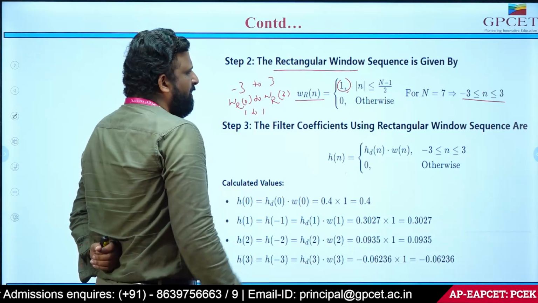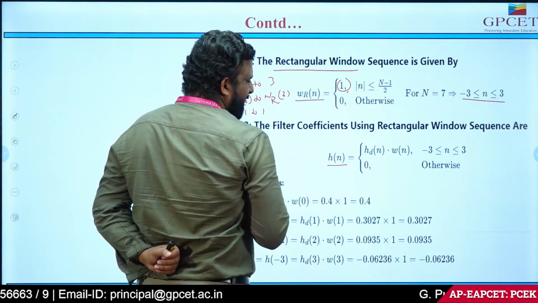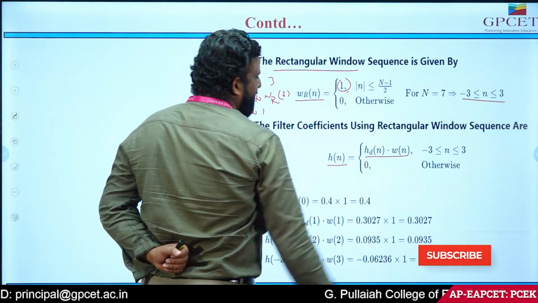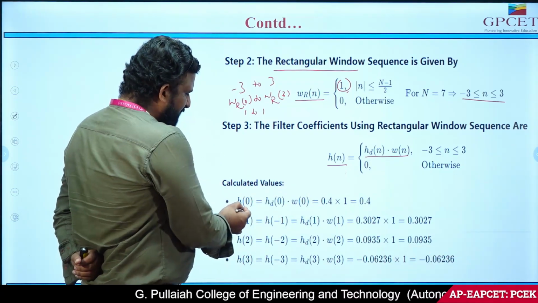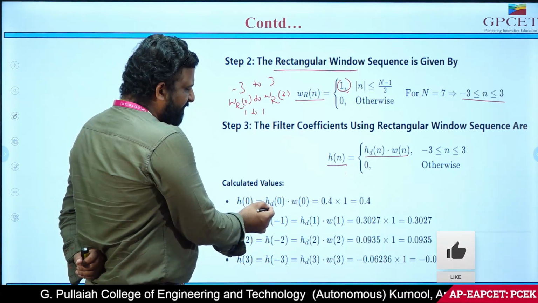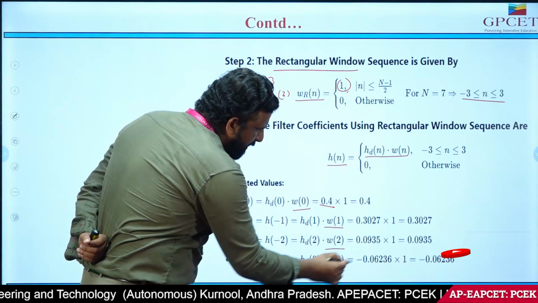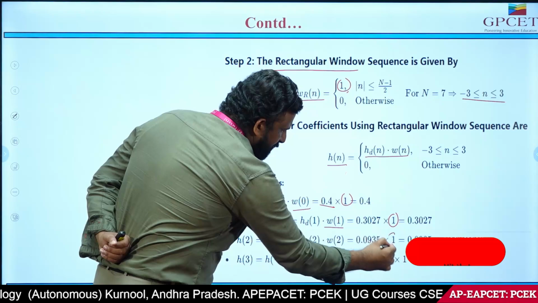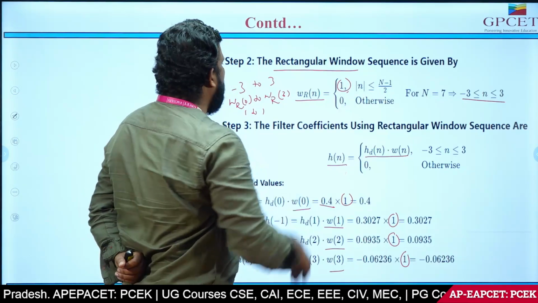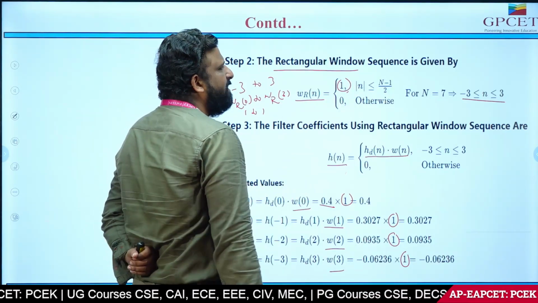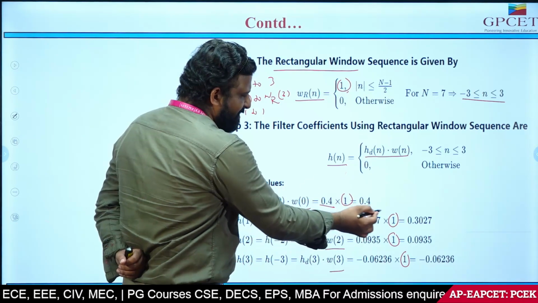Now in the third step, we have to find the filter coefficients of the FIR filter, which is nothing but h of n, and we know that by multiplying the desired impulse response with the windowing sequence, we can find all these values of h of n. See here, h of 0, when I substitute n equal to 0, the HD of n value is 0.4, and all the rectangular window sequence values are equal to 1 only. See here, 1, 1, 1, 1. Because directly the condition has given that within the range, according to our length N equal to 7, the values from minus 3 to plus 3 will be equal to 1. So that's why all the rectangular windowing sequence values are equal to 1.